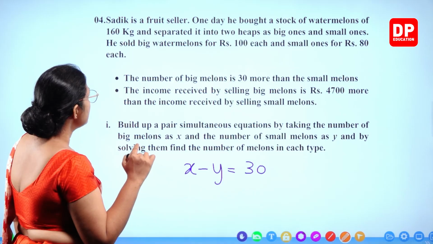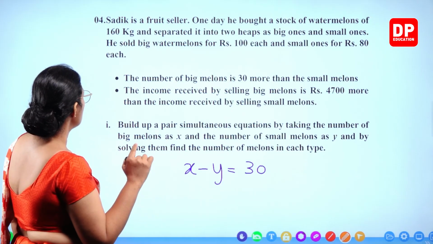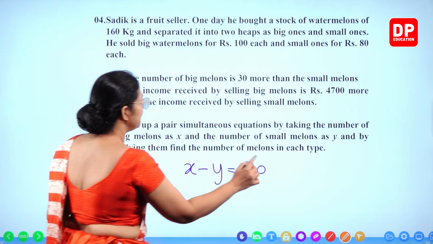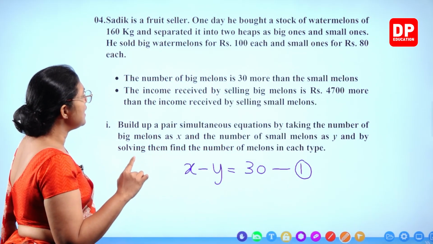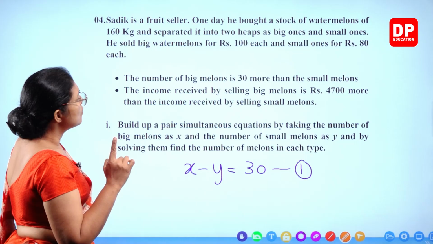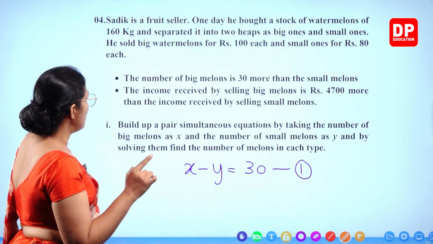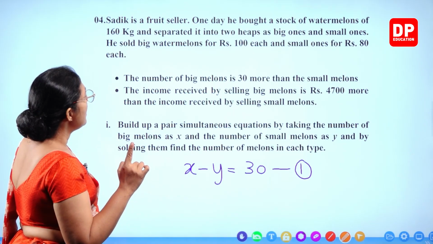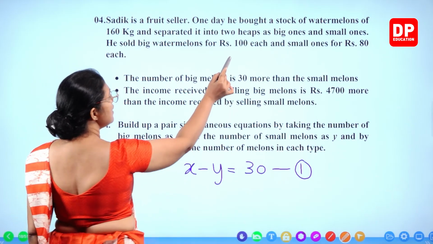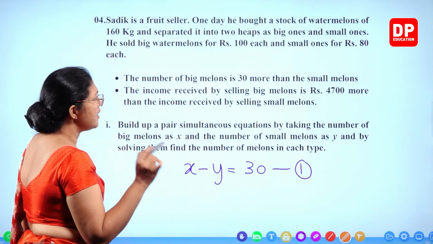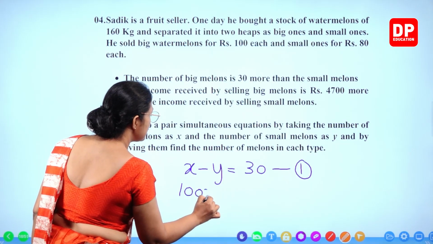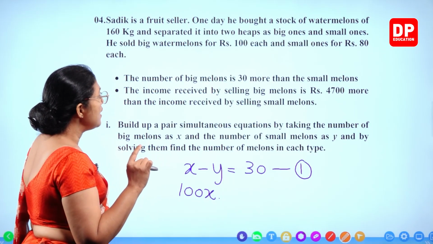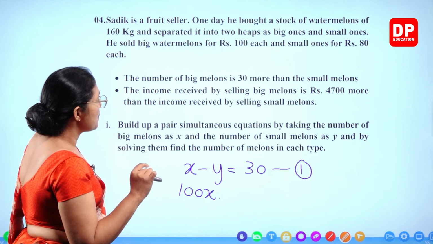The number of big melons is 30 more than the smaller melons. So that's the first equation. Then the second one, the income received by selling big melons. There are x number of big melons and each one is 100 rupees, so 100x is the income received by selling big melons.